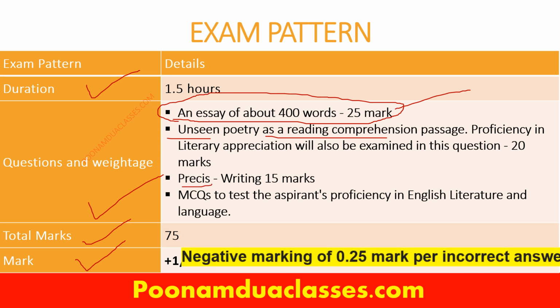Next will be précis writing of 15 marks. Précis writing is a short version of a speech or written text that contains only the most important points. Then there can be MCQs to test the aspirants' proficiency in English literature and language and current affairs too. Total marks 75, plus 1 will be awarded for each right answer and minus 0.25 for each incorrect answer.